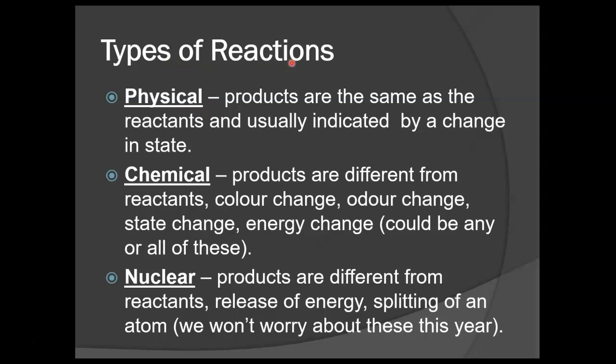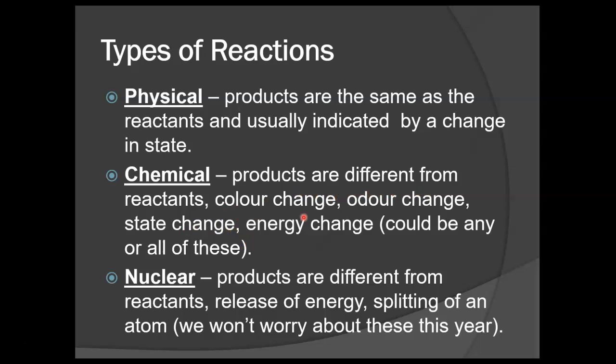So the types of reactions that we have are physical. The products are the same as the reactants, usually indicated by a change in state. So that would be something as simple as ice melting into liquid water. So we have solid ice, liquid water. The entity that's involved in that all the way through is water, but it's just done a change in state, and that's it. Chemical reactions occur when the products are different from the reactants.